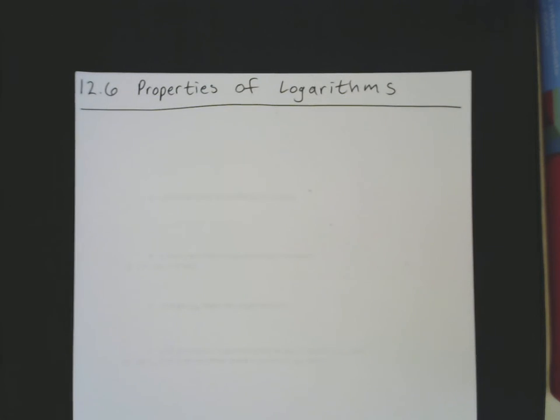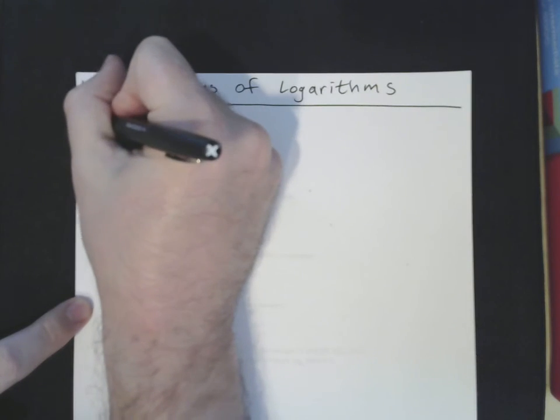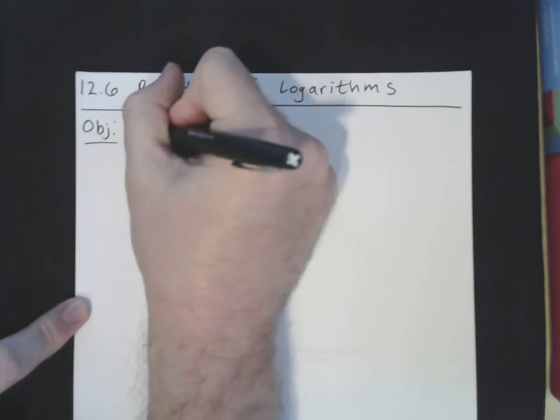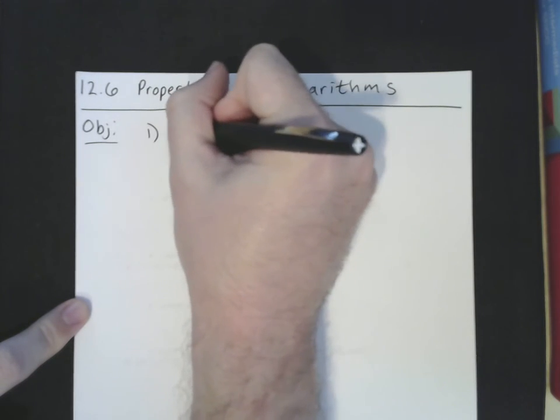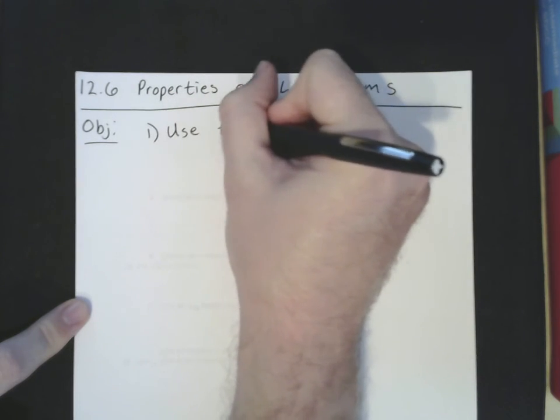Okay, section 12.6 is all about properties of logarithms. So like I said at the end of the last video, this is where we're going to be diving into our properties of logarithms a lot more, moving between logarithms and exponentials, and even solving some equations. We'll continue doing this again in section 12.7, 12.8, solving more equations. So for this section, there's really only one thing, and that's to be able to use the properties of logarithms.